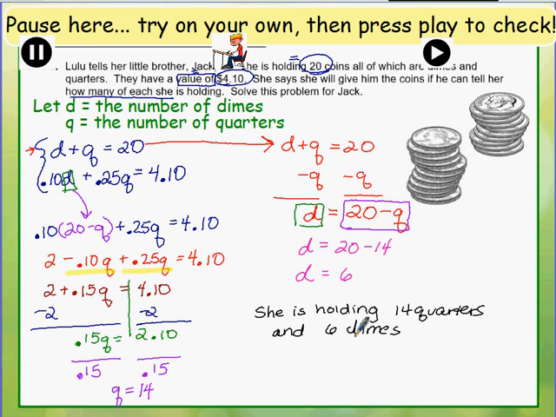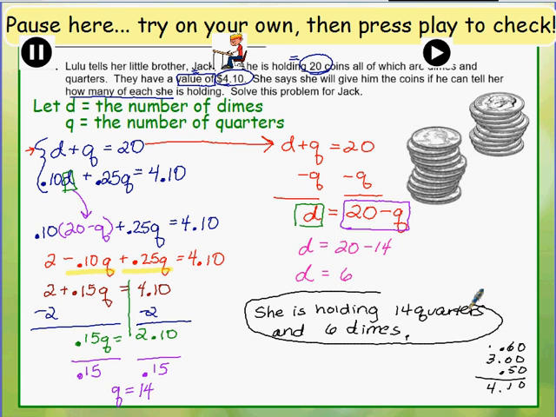If we want to make a quick check to see if this works, 6 dimes, we know is 60 cents. Now, 14 quarters, well, 4, 8, 12. That would be $3 for 12 quarters, so $3 for 12, plus another 50 cents for 2 more. And if we add this up, we end up with $4.10. So she is certainly holding 14 quarters and 6 dimes.